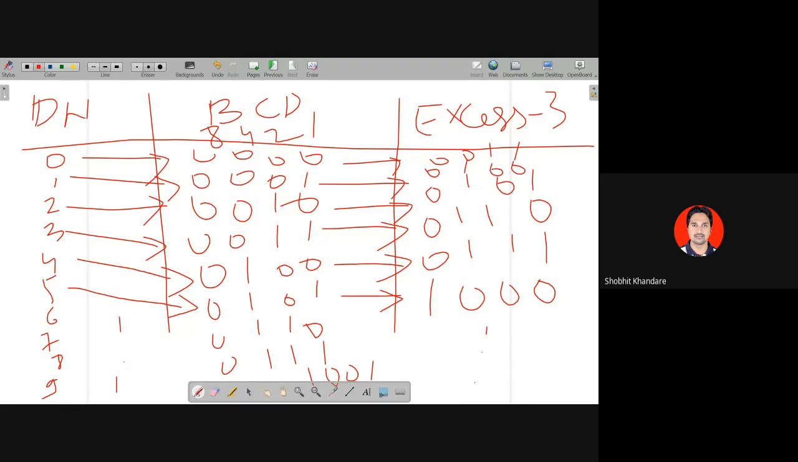So this is how we will get it. Okay, tell me what is excess 3 for 9. Excess 3, this is your 9. Tell me the excess 3 for 1: 0 1 0 0. Very good. So this is how it is done.